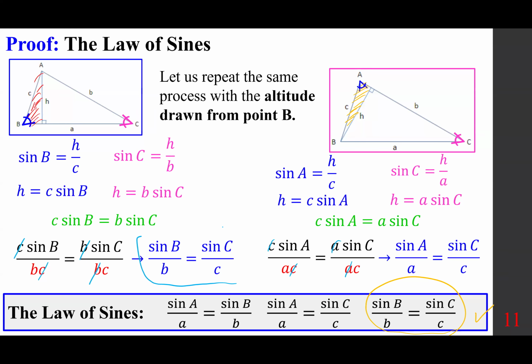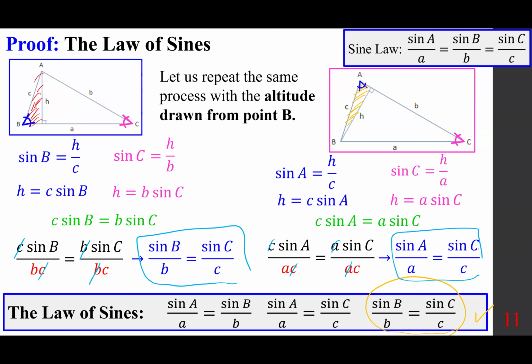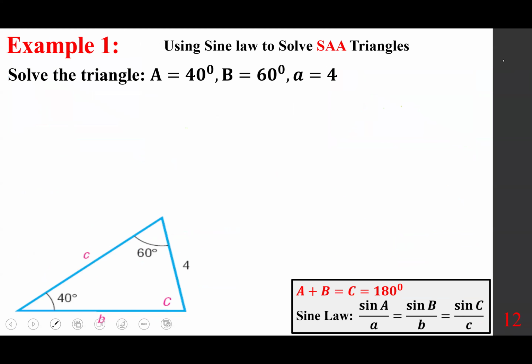And take a look at this one. Meaning what? Meaning the law of sine. Sine A over a equals sine B over b equals sine C over c. So that's the proof, everybody. You're not responsible for the proof. If you follow it, it will make it that much easier to understand the concept.